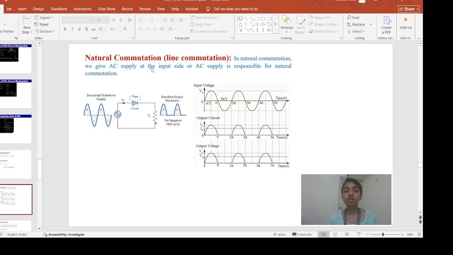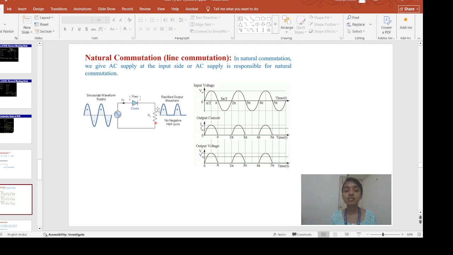In the case of natural commutation, consider this half wave rectifier circuit. For natural commutation, we give the AC supply as input. This is a half wave rectifier, so I apply this signal at the input side. During the positive half cycle of the input signal only, the diode is on. So the output voltage appearing across the load is the same as the input voltage, and the output current is the same as the input current. That means only during the positive half cycle of the input signal do I get the output.